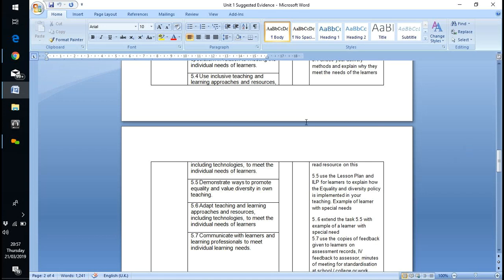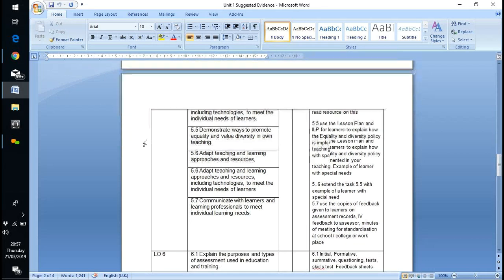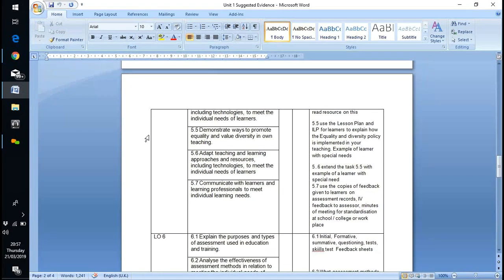Because I've got, you were mentioning that if I had previous observations, you might want those as well. If you've got copies of those, that's fine. Yes, I've got 2 observations from 2013, I think. Then you'll only need about another 3 or 4. So, demonstrate ways to promote equality and value diversity in your own teaching.